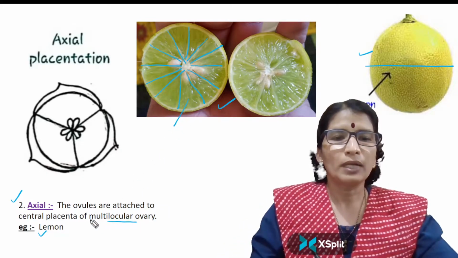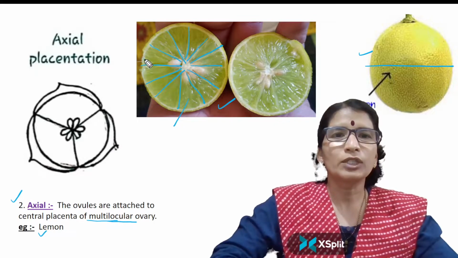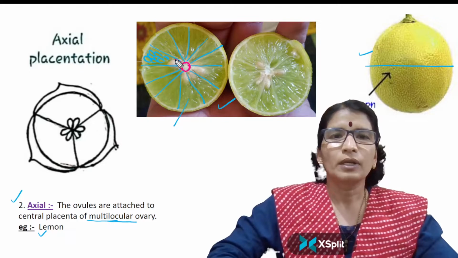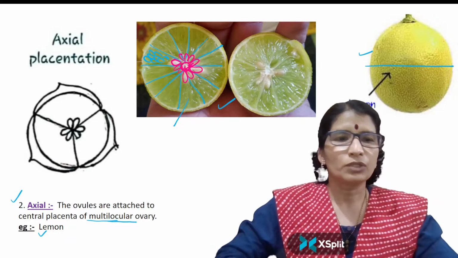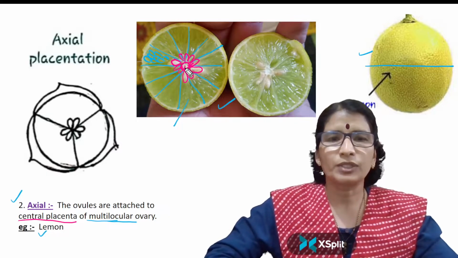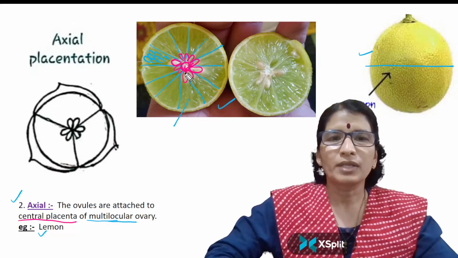So in lemon, multi-locules are present and in each locule, juicy hairs are present. At the same time, at the center, a number of ovules are located. This is called central placenta. Placenta means wherever the ovule is attached, that particular place you can say as placenta.